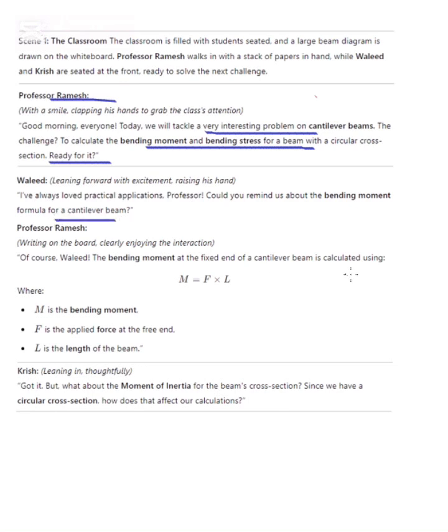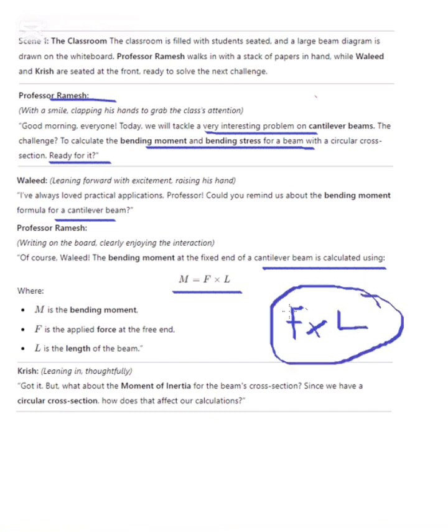Of course. The bending moment at the fixed end of a cantilever beam is calculated using M equal to F by L, where M is the bending moment, F is the applied force at the free end, and L is the length of the beam. Got it. But what about the moment of inertia for the beam's cross section? Since we have a circular cross section, how does that affect our calculations?